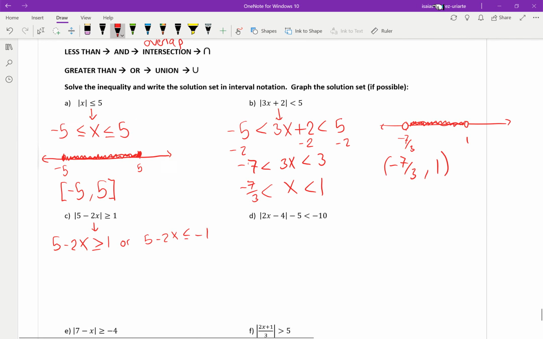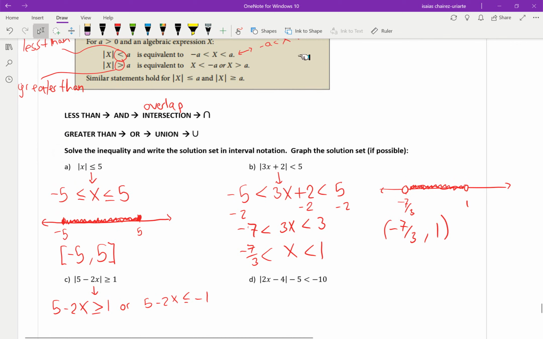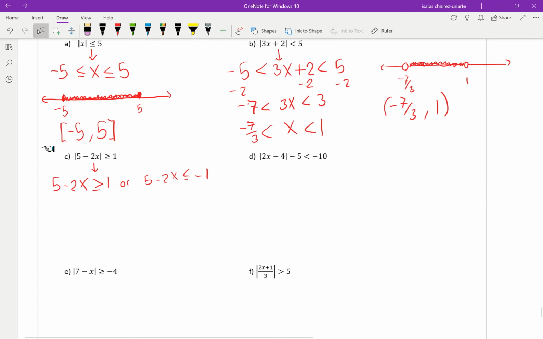So let's see. It's kind of what we had here. So the absolute value of x is bigger than a. That means that x is bigger than a. That's what I wrote here on the left. Or x, which in my case is this thing inside the absolute value, is less than or equal to negative a. Okay, so these are my two inequalities. And now I gotta solve each one of them.